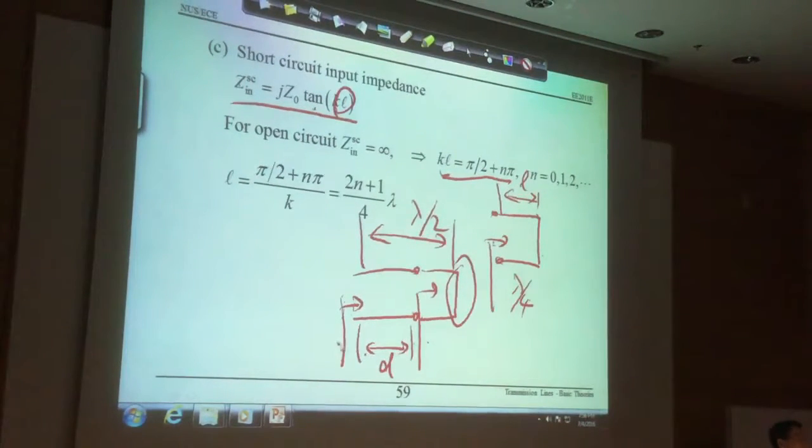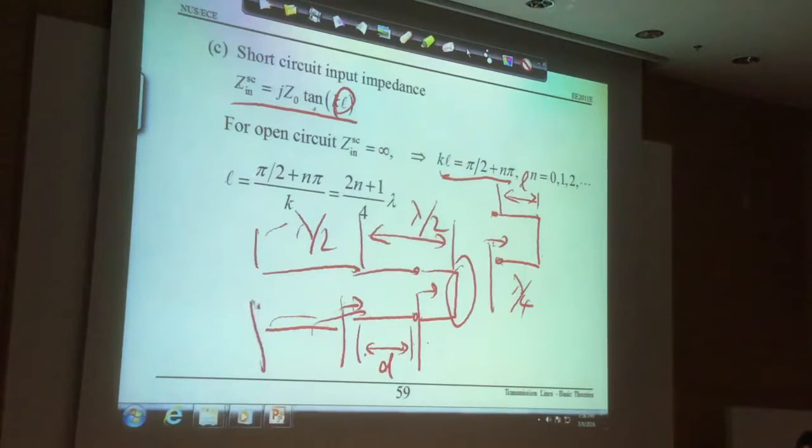However, at the outer length of half wavelength, it is the same. Of course, another half wavelength is also the same. By another half wavelength, the input impedance still should be 0, open circuit. The period is half wavelength.